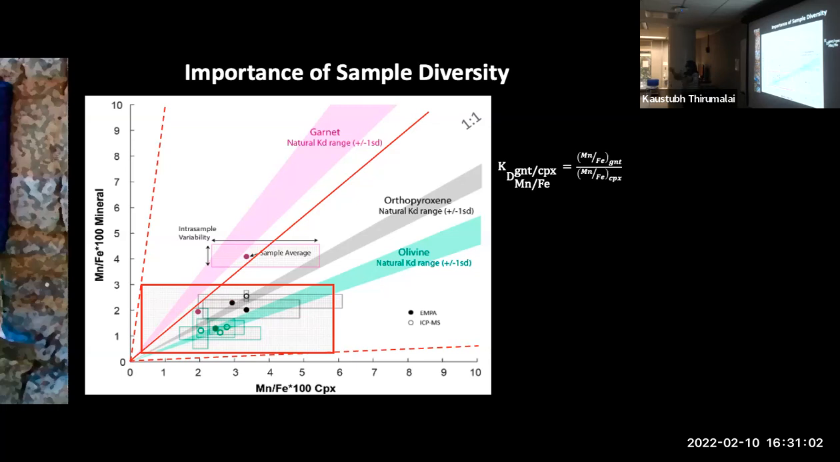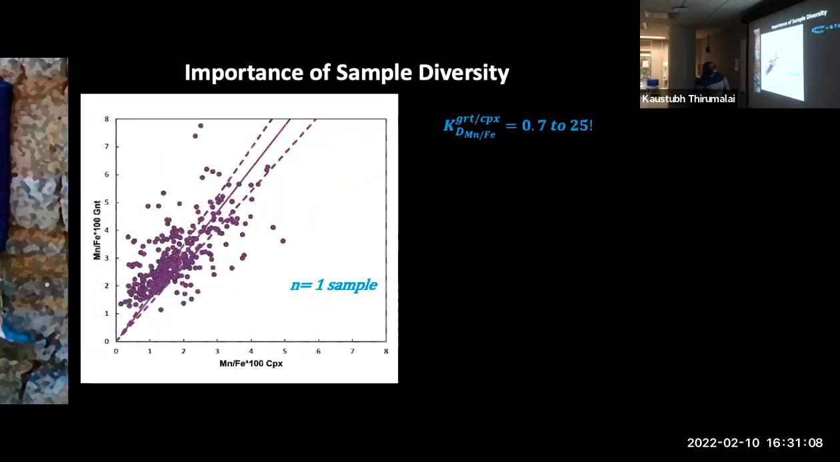I didn't do a full statistical analysis for that. I just did a very simple exercise. This is the range of KD I could get if I was taking one sample, an average sample, not one analysis. Note that this is a global data set, so we are not looking at individual analyses, we are looking at individual samples that are already averages of multiple points. But if I take only one sample, I can estimate my exchange coefficient, and the problem is my range is going to vary from 0.7 to 25. So basically, I don't know what my exchange coefficient is.